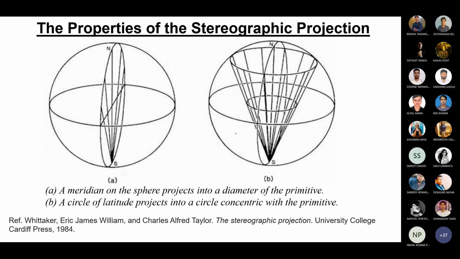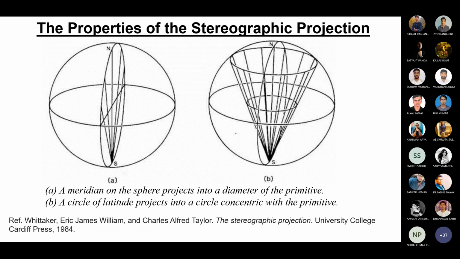If the circle of latitude were in the southern hemisphere, then what will happen? It would project to a concentric circle outside the primitive. In this way, you can see the different construction features of the stereogram.